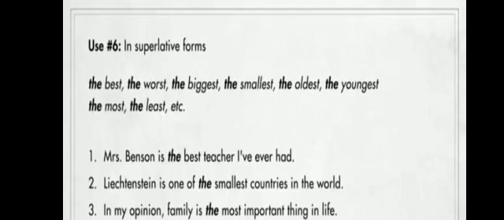Come on to the rule number 6. Students, you can make use of the definite article the with the superlative forms. So over here you can see that with all the superlative forms, the third degree of adjectives like the best, the worst, the biggest, the smallest, the oldest, the youngest, the most, and the least, etc. With all these superlative degrees of adjectives you are supposed to make use of the article the.